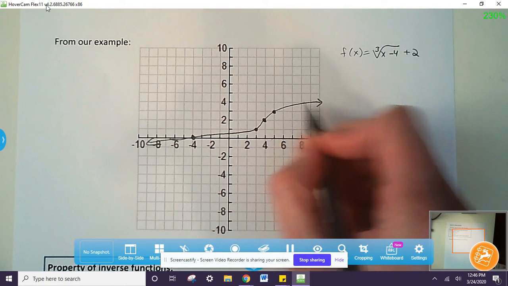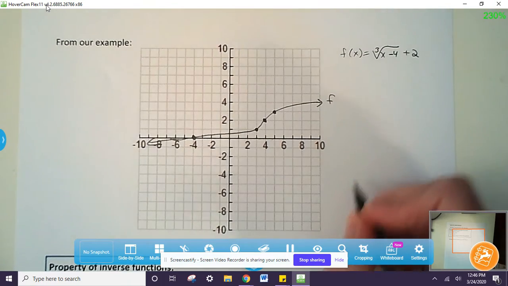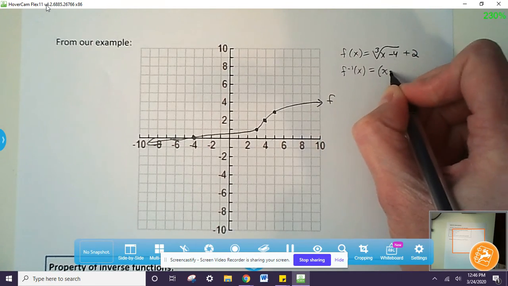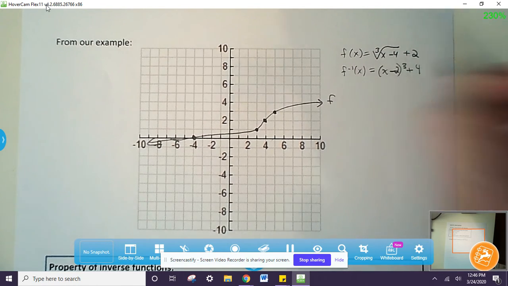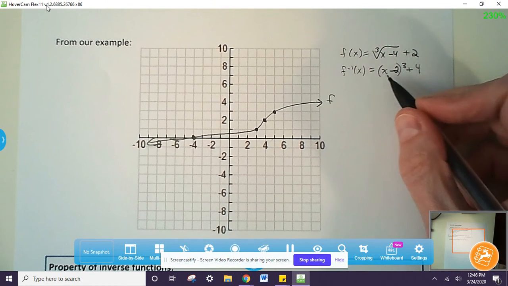And let's go ahead and label that graph as f, because we're going to put the other graph on the same plane. f inverse of x was (x - 2) quantity cubed, and then a +4. So what I did is I went ahead and made a table and found some points on that graph.